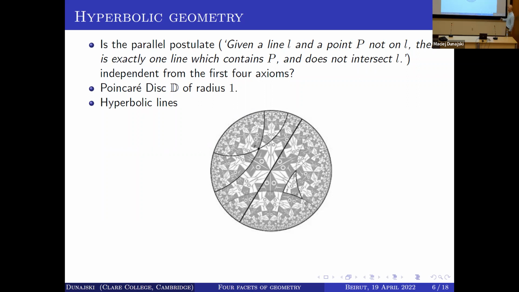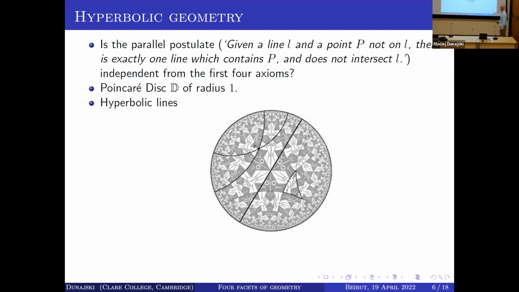There are two types of these lines. There are the diameters, like this one. If the 2 points you want to connect lie on a diameter, then it's the diameter which you draw. If they don't lie on a diameter, then you construct a segment of a circle, and the deal is that this circle should intersect the boundary of the disk, this bounding circle here of radius 1, at 90 degrees.